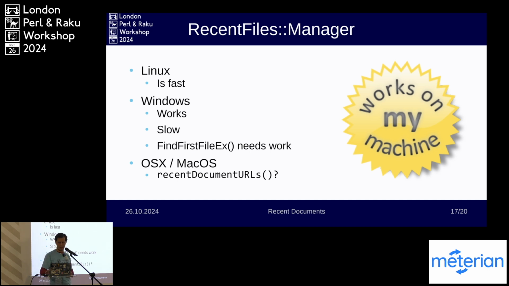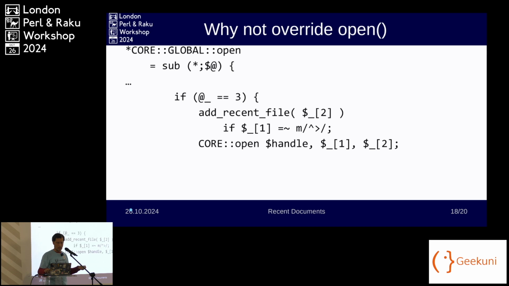I found some various things like some API call named recent document URLs, which sounds promising. But I also found the suggestion of shelling out to mdfind and then parsing its output, which is doable from Perl, but I don't believe that's how a native program on OS X would do it. And yeah, so that's basically the module.